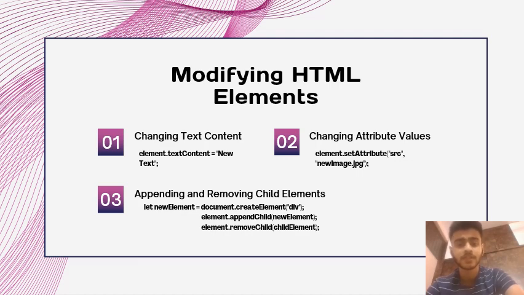The second one is changing attribute values. The setAttribute method is used to modify attributes like src, href or class. It's especially useful when you need to dynamically update attributes.